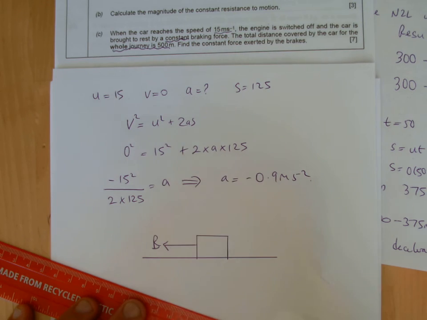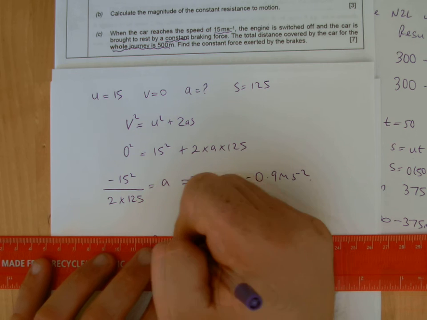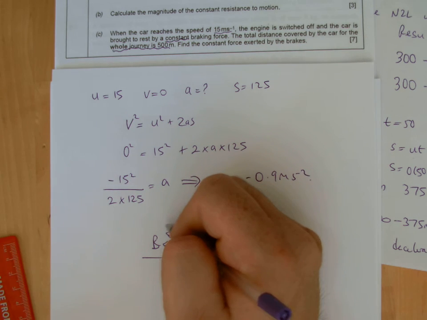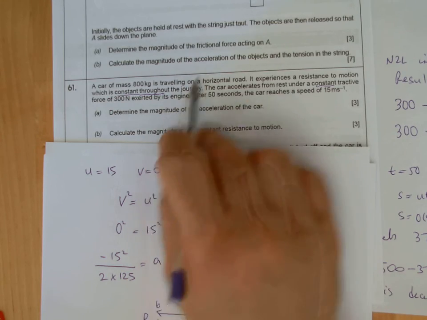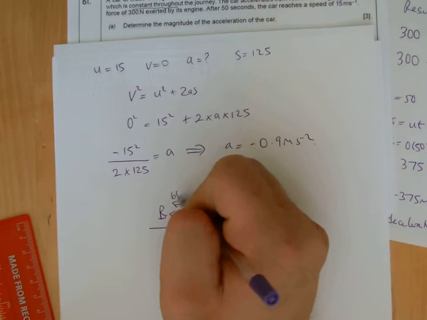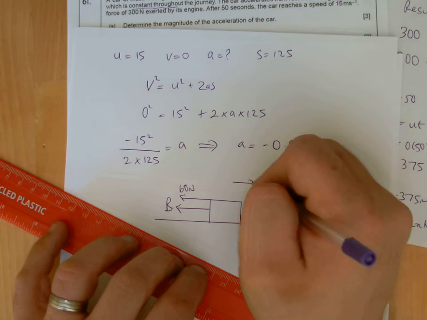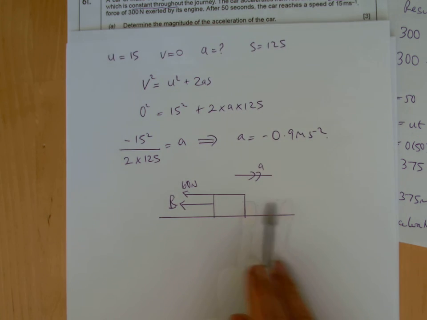Okay, braking force. But remember also, we've also got that resistant force. That resistant force has got to be there as well, because it's there throughout the whole journey, it said at the beginning. Okay, remember that? It says constant throughout the whole journey. So that was 60 newtons, wasn't it? Now there's nothing going forward because the engine's been switched off.